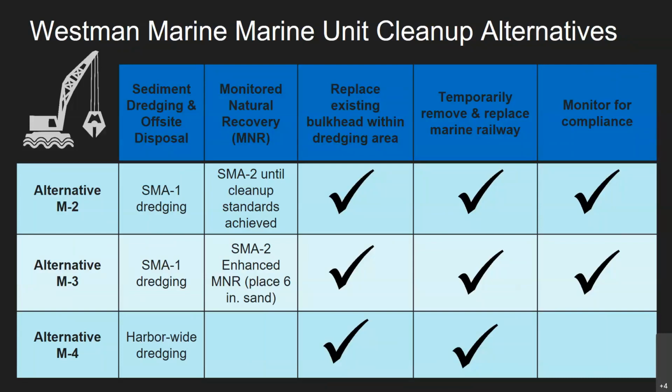So like the Upland option didn't have any sort of stipulations on land use that's needed because the contamination would have been completely removed. In this case, for dredging, if you do harbor-wide dredging, there isn't a need for compliance monitoring because you've removed it all. So that's some of the logic of how some of the alternatives come about.